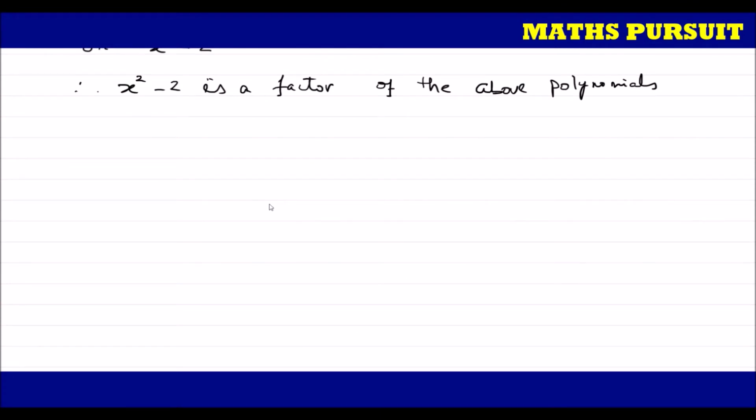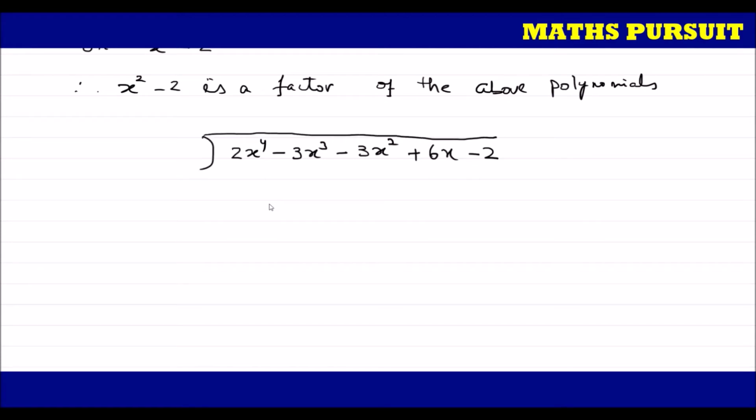So let us divide this polynomial, 2x to the power 4 minus 3x to the power 3 minus 3x to the power 2 plus 6x minus 2, with the factor that we got. What is that factor we got? We got x to the power 2 minus 2.